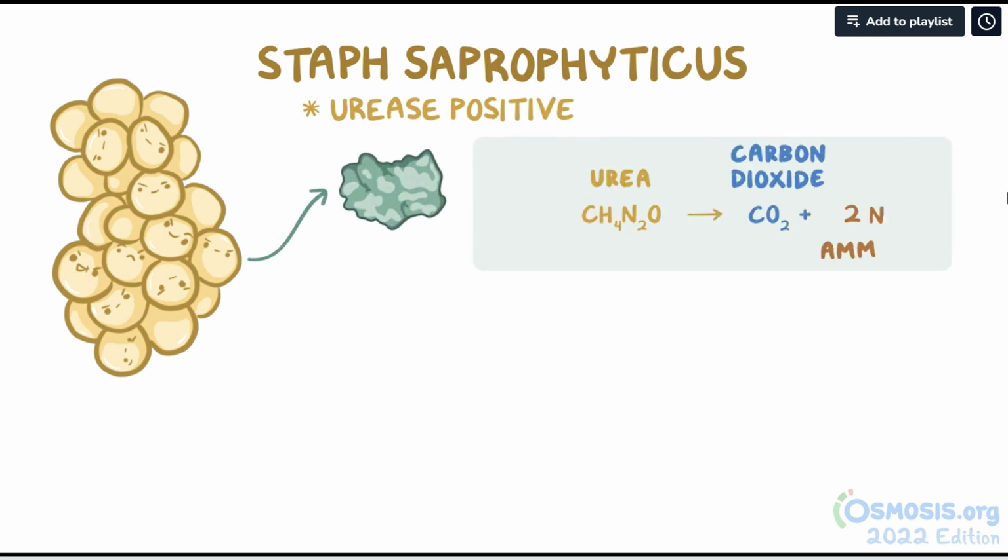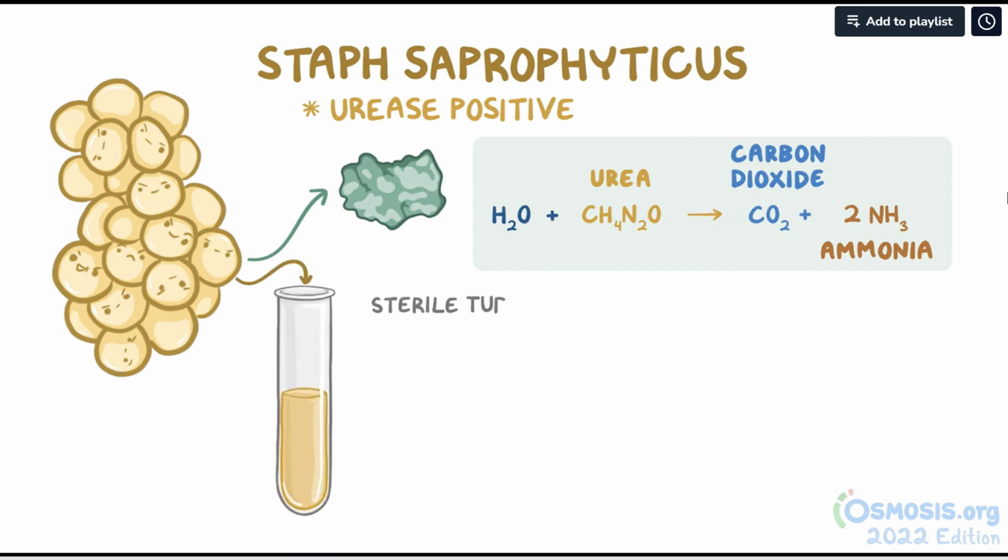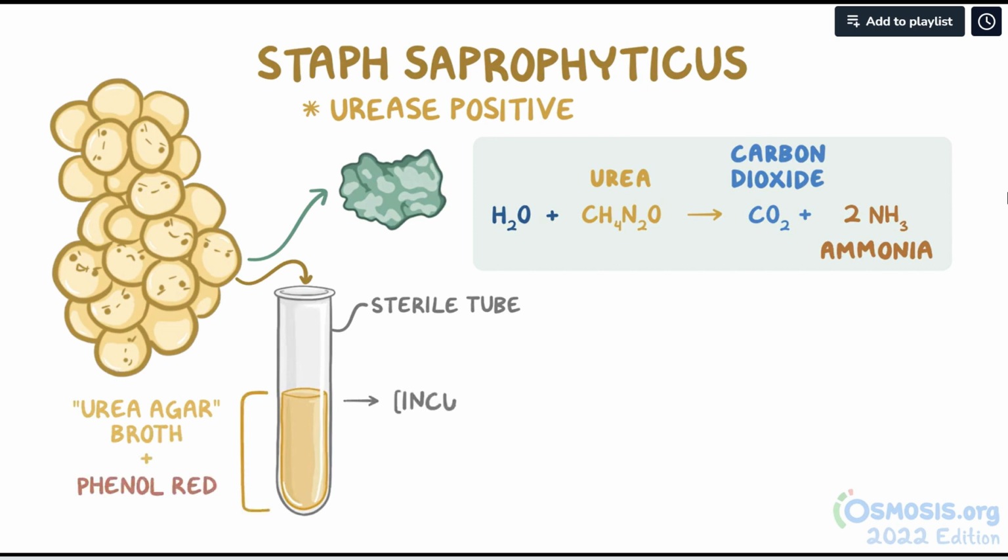Staph saprophyticus is also urease positive, meaning it produces an enzyme called urease that dissociates urea into carbon dioxide and ammonia. This can be tested by transferring a pure sample of bacteria from the culture to a sterile tube containing a mixture of urea agar broth and phenol red. Then, the mixture is incubated.